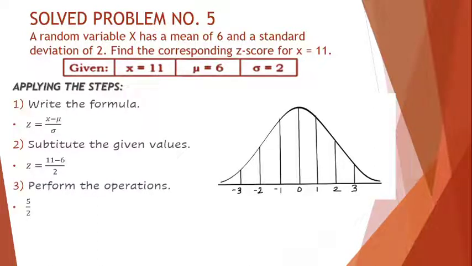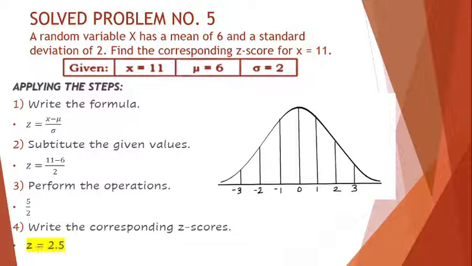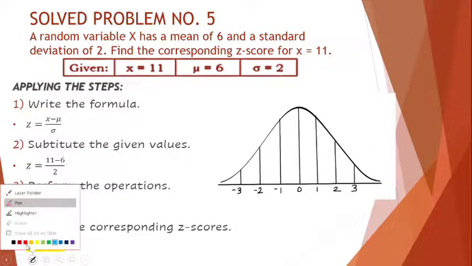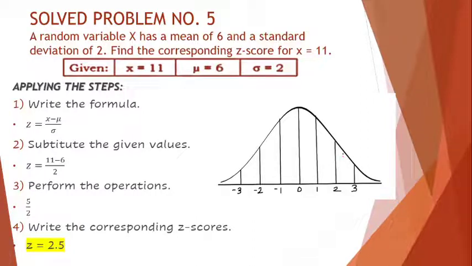Perform the operation. So 11 minus 6 is 5 over 2, and find the corresponding. So 2.5. So nasa po ang 2.5. Hindi ko makita. Hindi makita eh. 2.5. Ayan. So wala naman tayong specific na hanapan ng tawag doon ng area, or wala naman sabing less than or greater than. Okay?